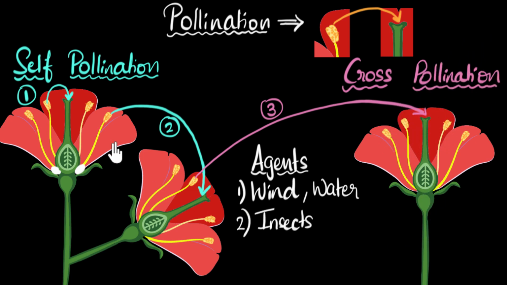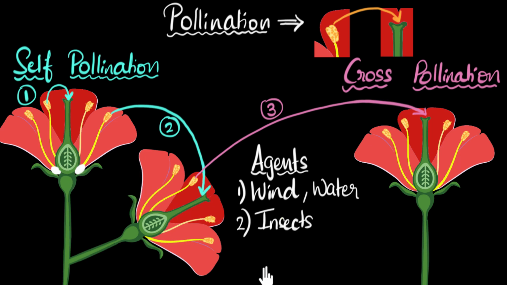Okay. Now, of course, the pollination has happened, but that's not the end of the story. It's actually the beginning of the story. Remember, the sperms inside the pollen grain still need to travel all the way into the eggs, which are found in the ovaries. And that is something we'll talk about in the future video.